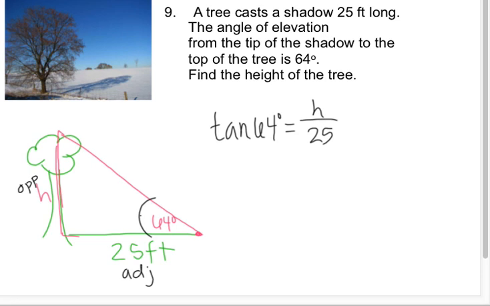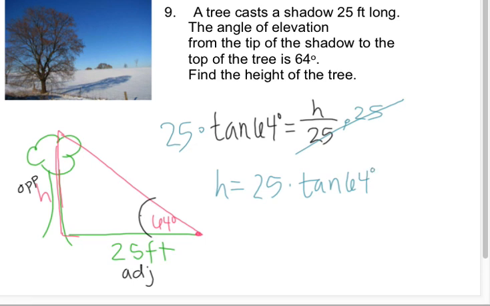I would go ahead and solve. I want to get h by itself, so I'll multiply by 25 on both sides. So h is equal to 25 times tangent of 64 degrees. I would make sure my calculator is in degree mode. Then I will go ahead and type it in. When I do and round to 3 decimal places, I get 51.258, and I would label it in feet.